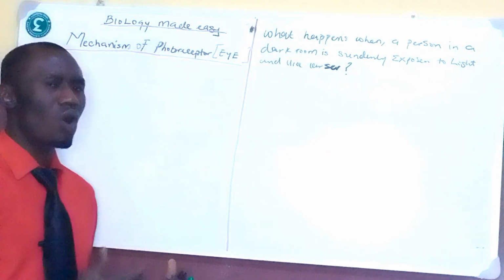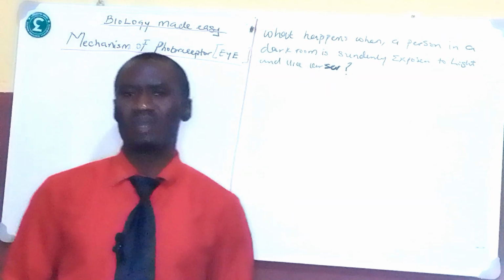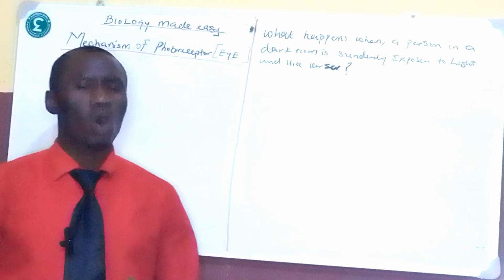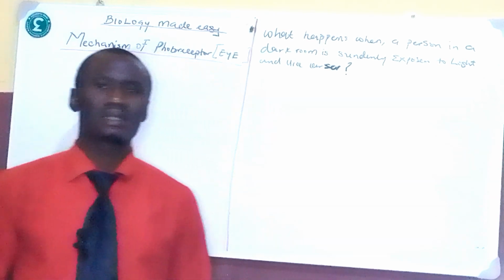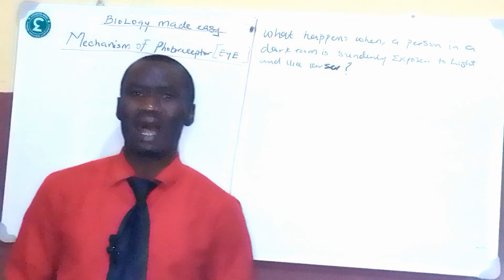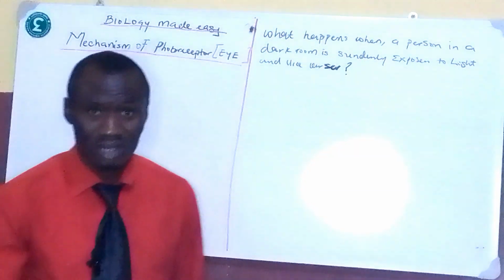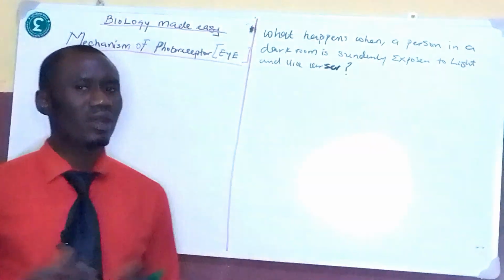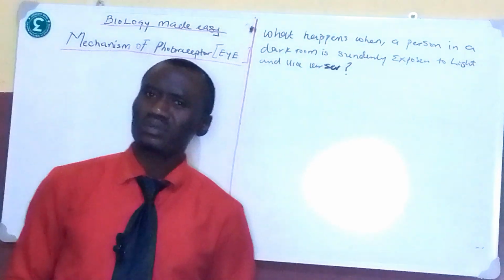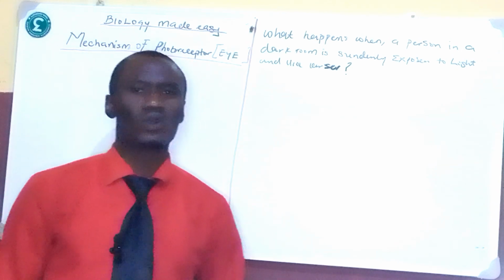Meanwhile, the mechanism of the photoreceptor of the eyes explains what happens when a person that is in a dark room is suddenly exposed to a bright light. In general terms, what happens is that the iris is dilated and wide open, an uncontrollable amount of light enters the eyes, and this causes the person to be dazzled or feel sharp pain or discomfort in the eyes. Now, the mechanism of this reaction is as follows.